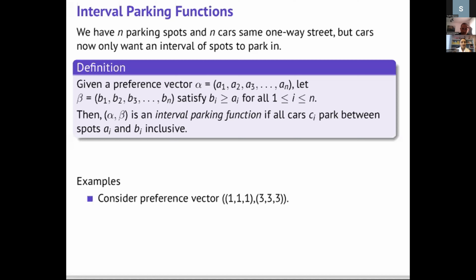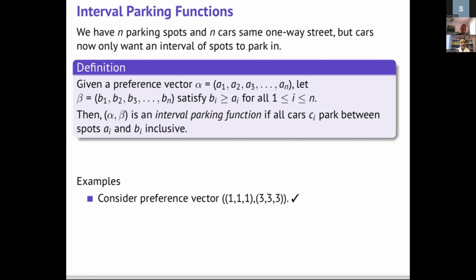So here's an example. Oh, and of course, if every car parks in their preferred interval, then we'll call this an interval parking function. So here's one preference vector. In these cases, the preference vectors have the start of what they prefer and also the tolerance. So 1, 1, 1, 3, 3, 3, this one works because the car prefers to start at spot 1, and then it tolerates going to the end of the street.